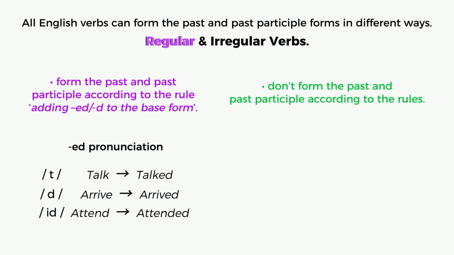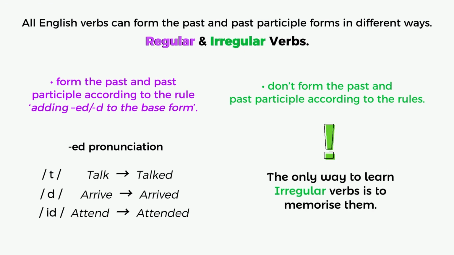Some verbs don't form the past and past participle according to the rules and are called irregular verbs. Please note, the only way to learn irregular verbs is to memorize them. Irregular verbs training courses can be found via this link.